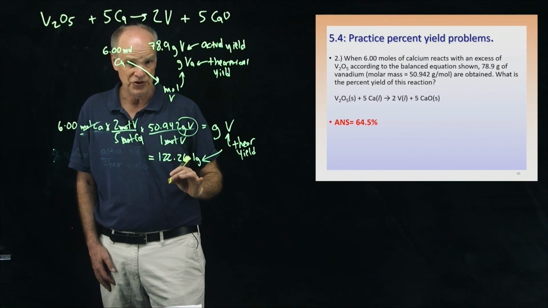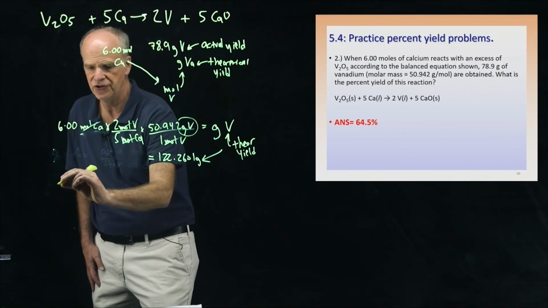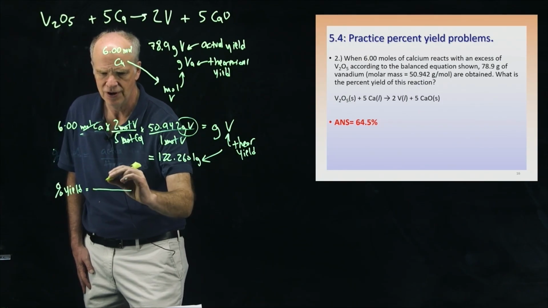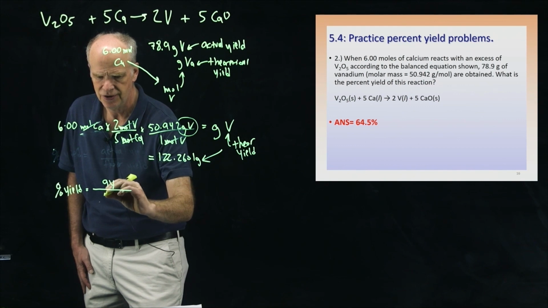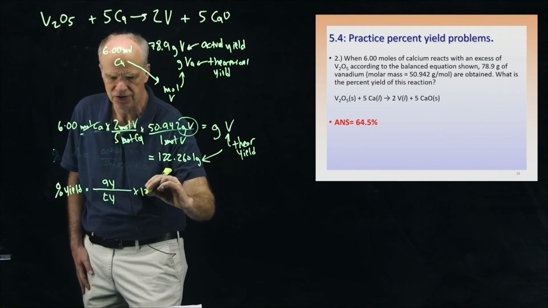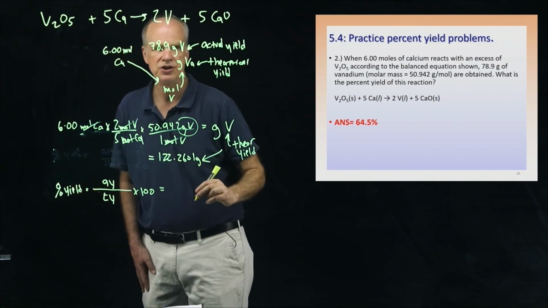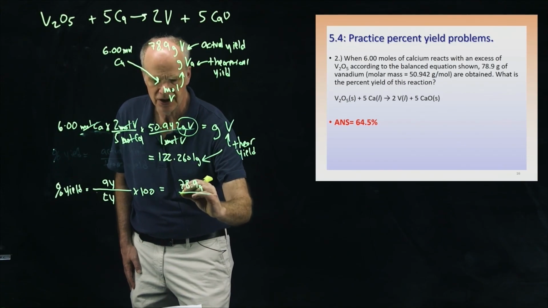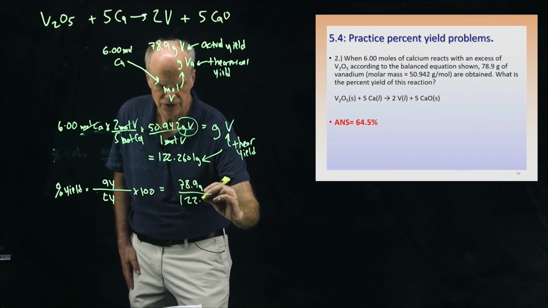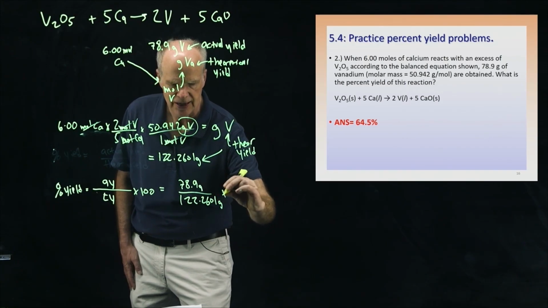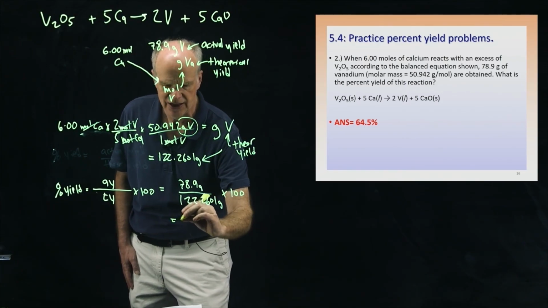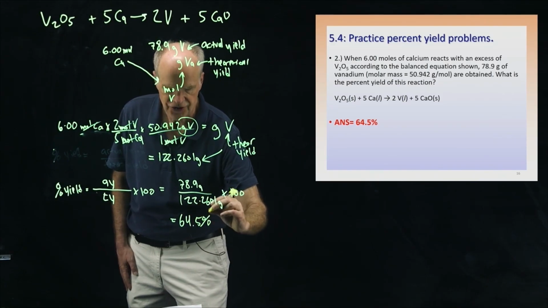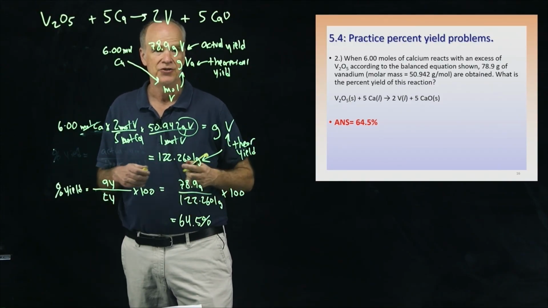Now, can you figure out the percent yield of vanadium? So percent yield, as I told you before, is equal to the actual yield divided by the theoretical yield times 100. So the actual yield is 78.9 grams divided by the theoretical yield, which is 122.2601 grams, times 100. And I think if you work that out and correct for significant figures, the answer you should get is 64.5%. Okay, so let's move on to the next question.